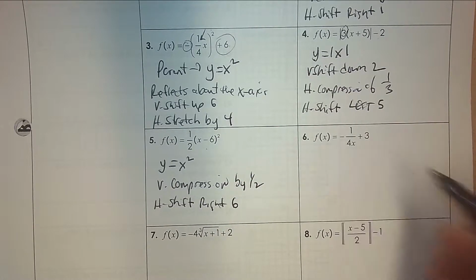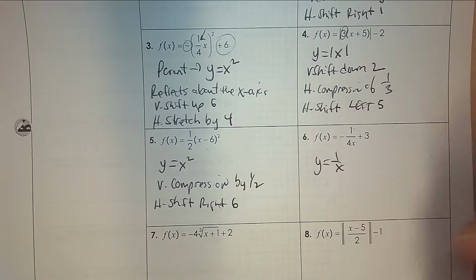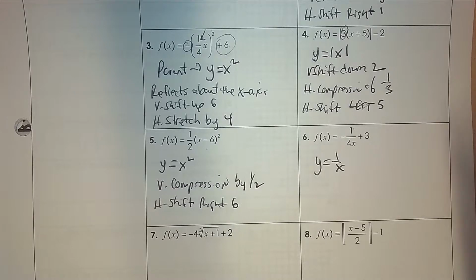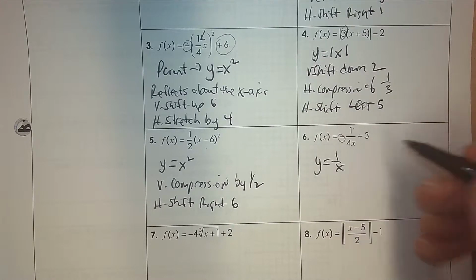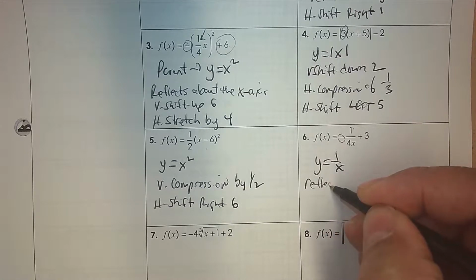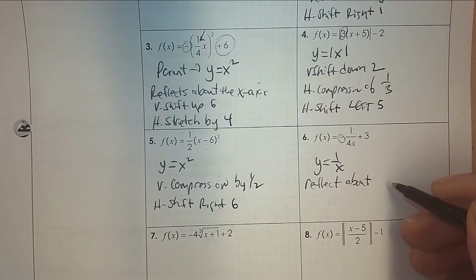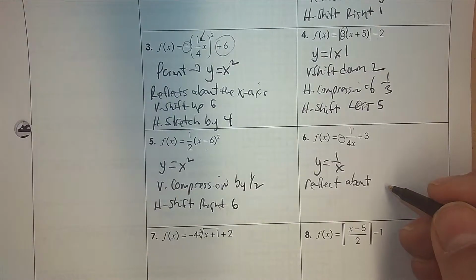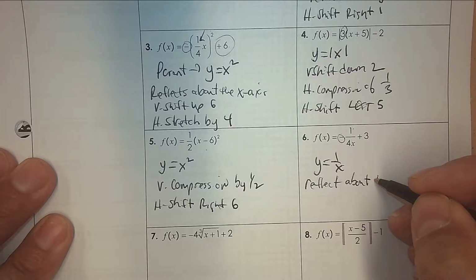6, what do I see? I see a fraction with a variable on the bottom. So the parent is that rational function, reciprocal, 1 over x. What do you see on the outside? I see a negative and a +3. So it's going to reflect about the x-axis, because it's on the outside.